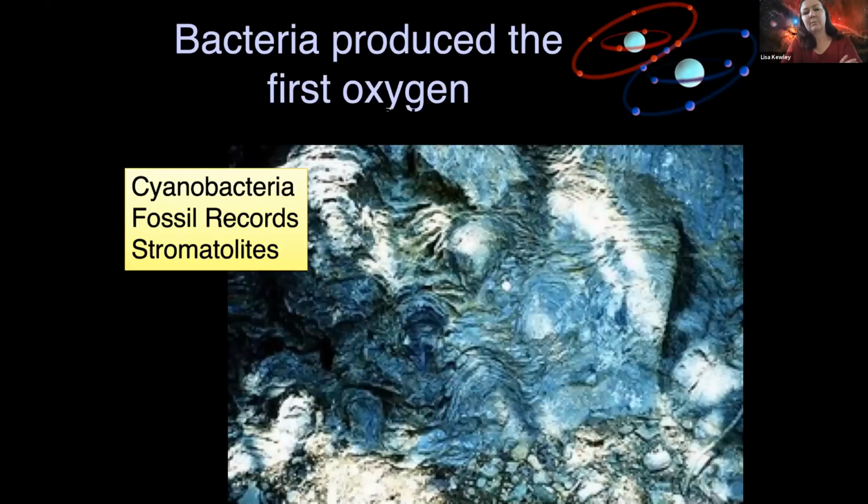And we know that because we can look at fossil records from old ocean beds, and we can actually see the cyanobacteria in them. These fossil records are called stromatolites. And we can also date these stromatolites, so we know when those oxygen atoms were first starting to form.